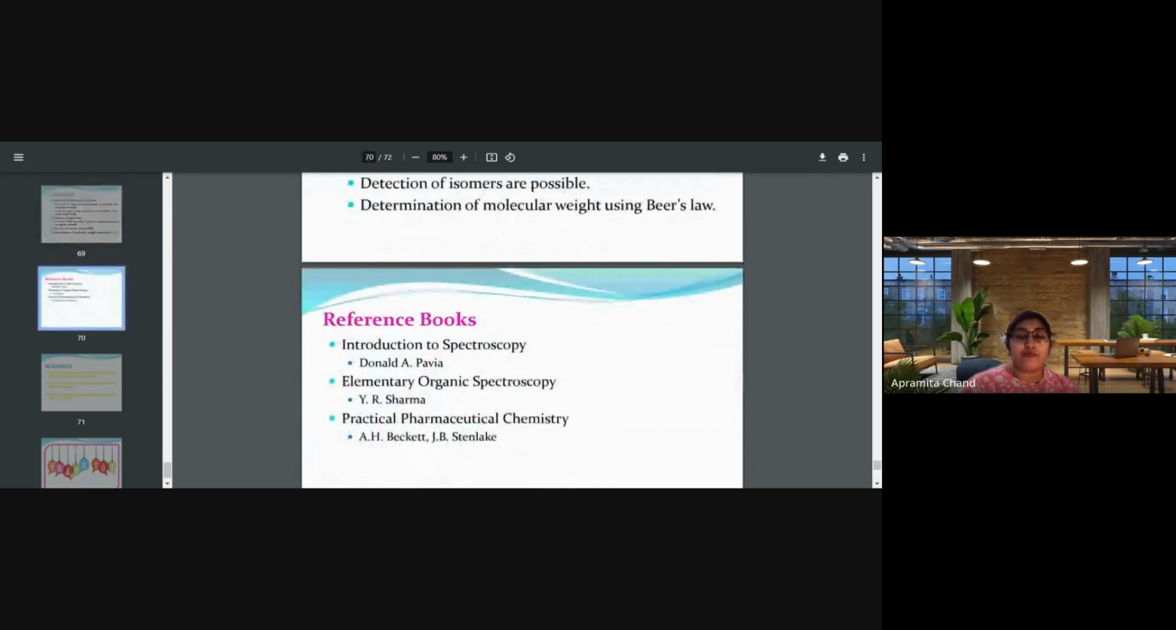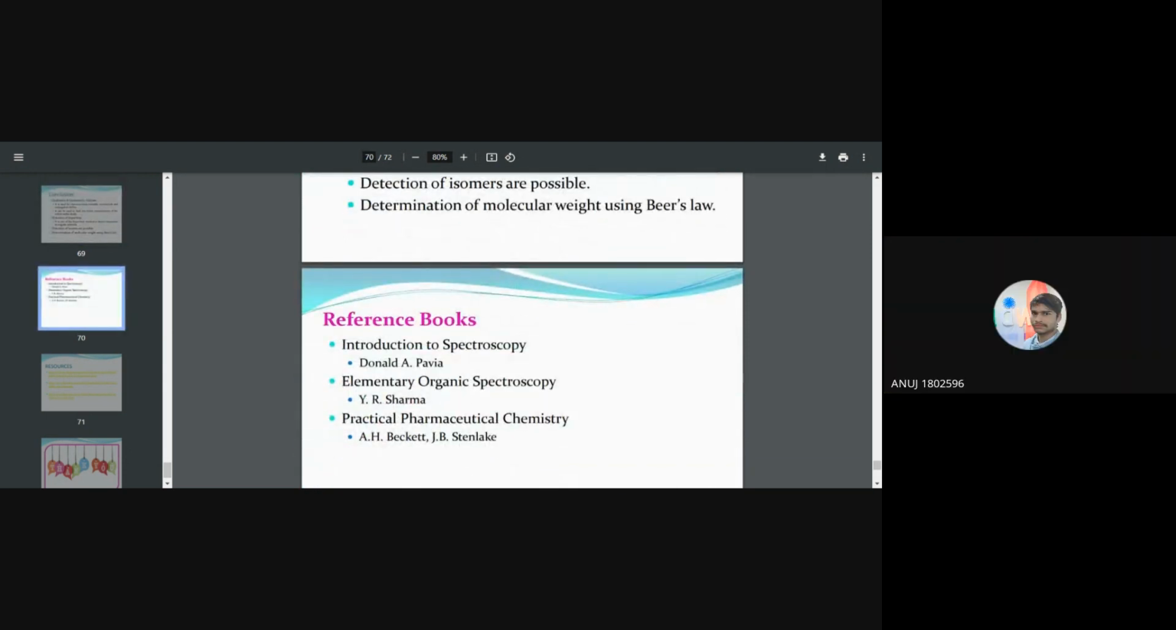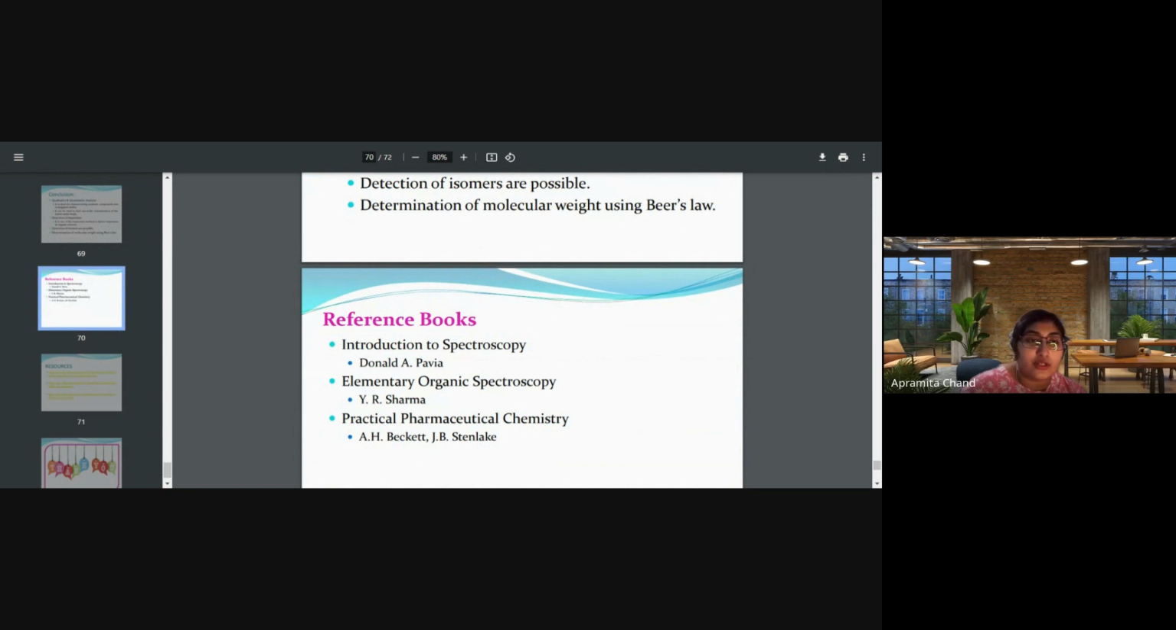If you're looking for reference books, you have your study materials available. I'd suggest that you mute yourself if you're on the way.